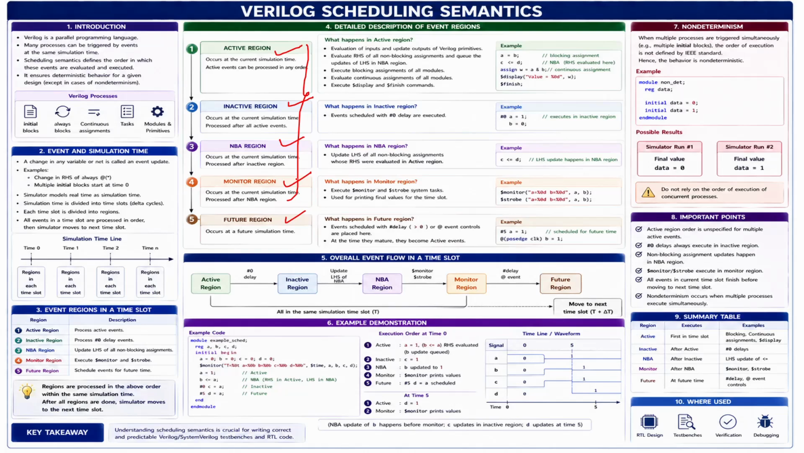What are the monitor regions? What is the use of the active region? What is the use of the inactive region? What happens in the inactive region? And what happens in the NBA region? Okay, it will allocate the non-blocking region. In these non-blocking assignments, whatever the RHS side, LHS side is there, that will be assigned there. Okay, because why we need this scheduling: Verilog is a parallel language, right?